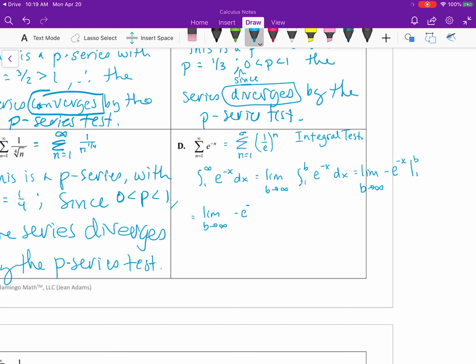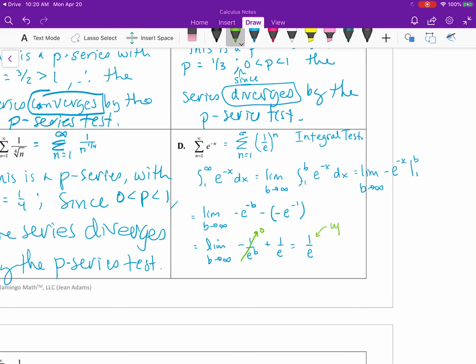Which is the limit as b goes to infinity of negative e to the negative x from 1 to b. So the limit as b goes to infinity, this is going to be negative e to the negative b minus negative e to the negative 1. Let's write this a little differently. This is negative 1 over e to the b, and this is positive 1 over e. If I put infinity in, this one is going to go to 0, and so my whole thing is going to go to 0 plus 1 over e, which is 1 over e.